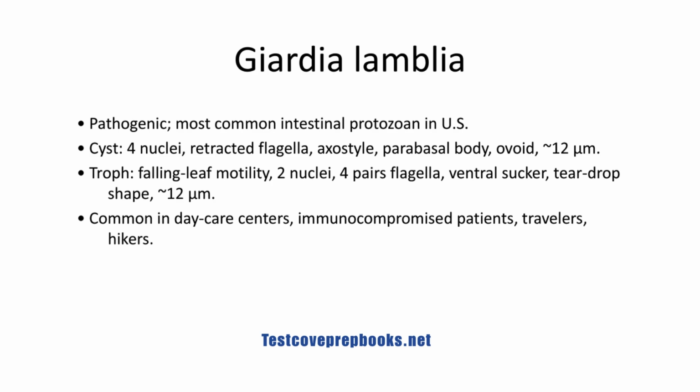The trophozoite shows a characteristic falling leaf motility, has 2 nuclei, an axostyle and parabasal body, 4 pairs of flagella, and a ventral sucker used to attach to the mucosa. It is teardrop-shaped and measures about 12 micrometers. Infections are common in daycare centers, immunocompromised patients, travelers, and hikers exposed to contaminated food or water.